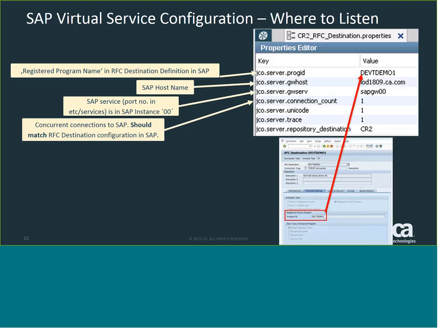JCO server connection count specifies the concurrent connections that can be established between the SAP system and DevTest. The setting should match its counterpart in SAP. So we do not necessarily have only one connection between SAP and DevTest, but multiple ones, and SAP can then forward multiple IDoc requests down to DevTest. We have done performance tests with up to 20 connections between SAP and DevTest.